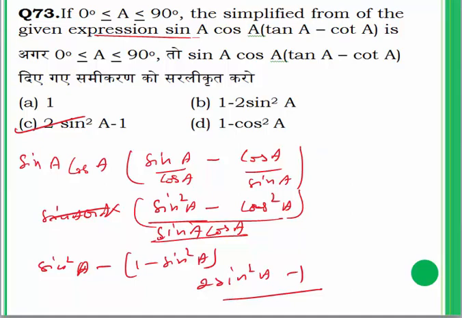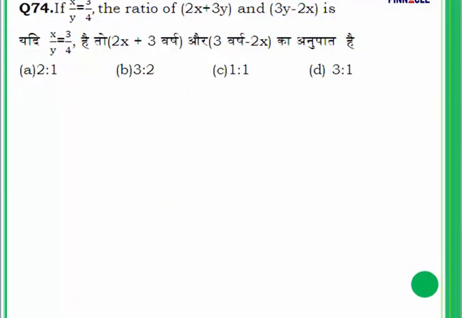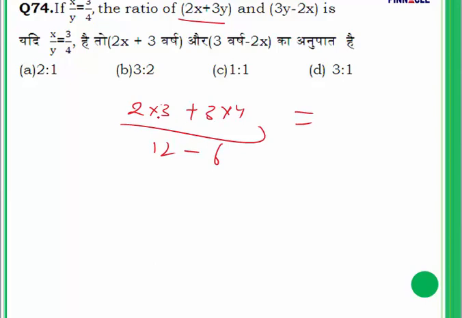Next question number 74. In this question, it is given x by y, that is 3, 4. Now put the value of x is equal to 3 and y is equal to 4 in this expression. 2 into 3 plus 3 into 4 divided by 3y, y is equal to 4. 12 minus 2 into 3, 6. 4 into 3, that is 12, this is 18. 18 divided by 6, that is 3. 3 is to 1, answer is D in this case.